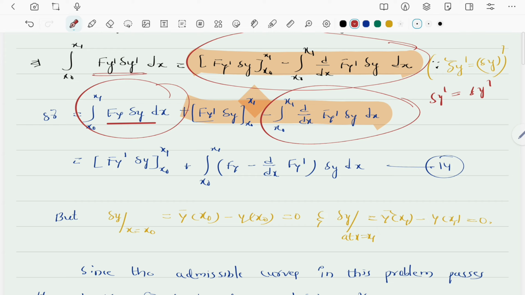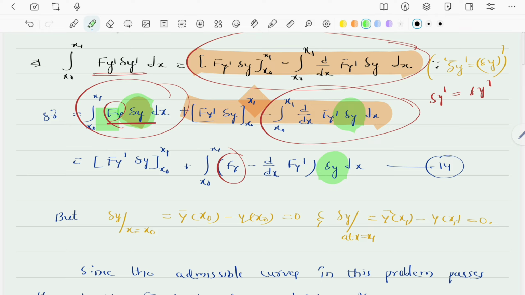Therefore, taking the integral common, the integral from x0 to x1 of fy minus d by dx of fy dash, and also taking the variation delta y common outside, it is clear that we get fy dash delta y from x0 to x1 plus the integral from x0 to x1 of fy minus d by dx of fy dash into the variation of y into dx. This is equation number 14.